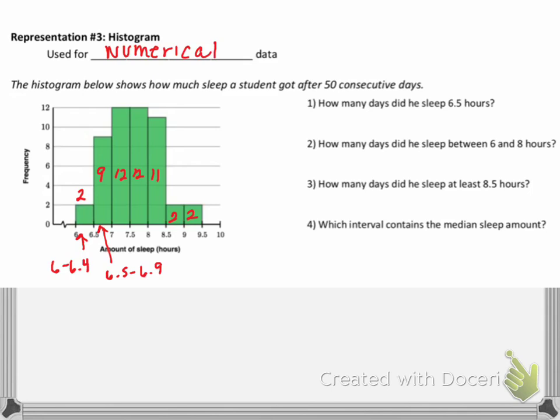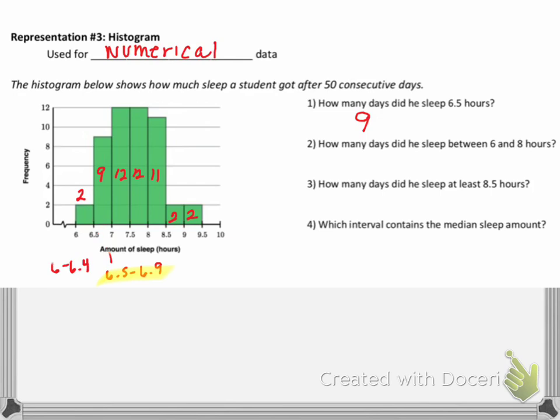I'm going to take that, since I don't know the exact amount, if there was exactly 6.5 hours in this category, which I'm talking about right here, I'm going to go with 9. All 9 days could have been 6.5, or maybe they were a little bit above. Question number 2 says, how many days did he sleep between 6 and 8?